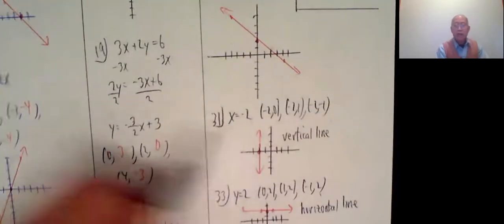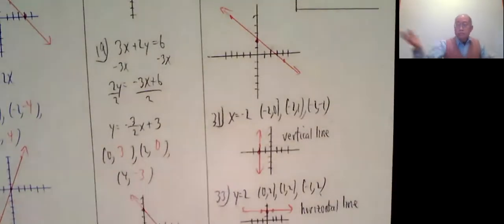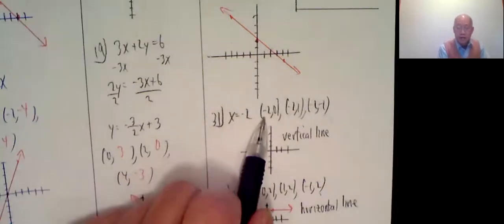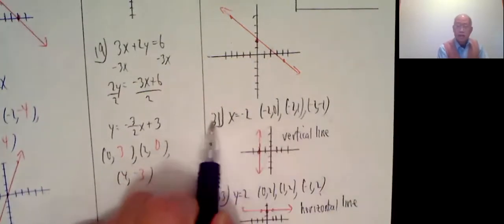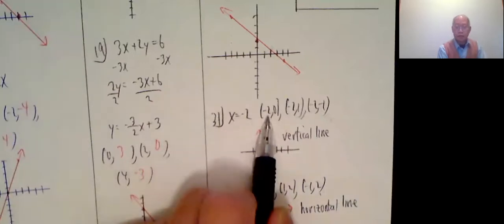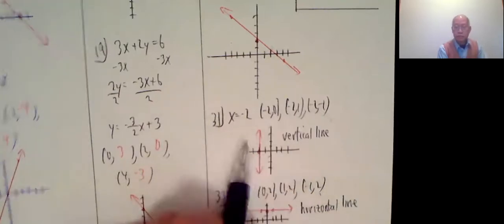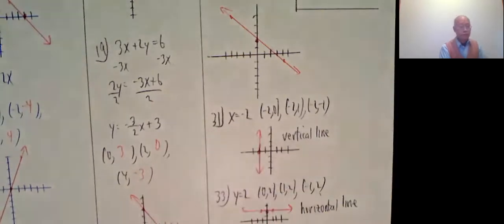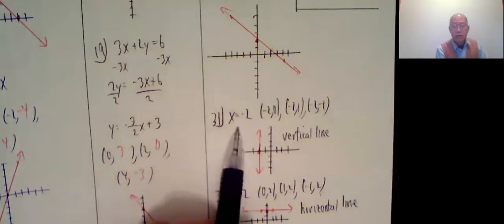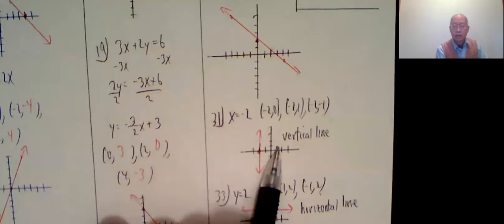Okay, x equals negative 2. You got to put a negative 2 there. It doesn't say anything about y, so pick any y's you want. So I pick 0, 1, and negative 1. So there's negative 2, 0, negative 2, 1, negative 2, negative 1. I have a vertical line. Okay, so in general, if you have x equals a number and that's all you see, it's a vertical line.